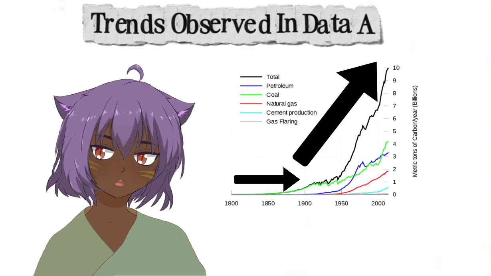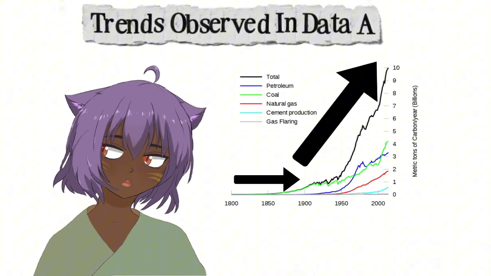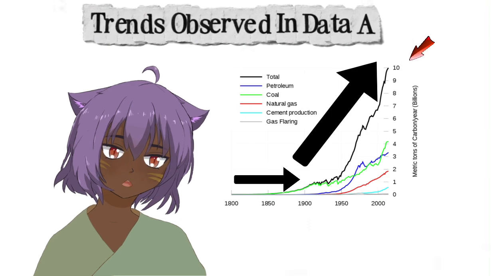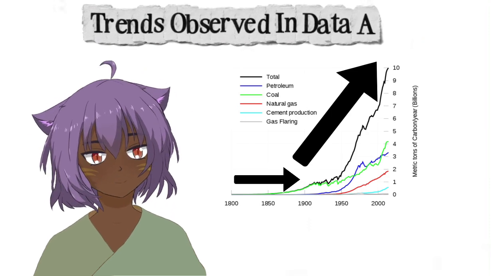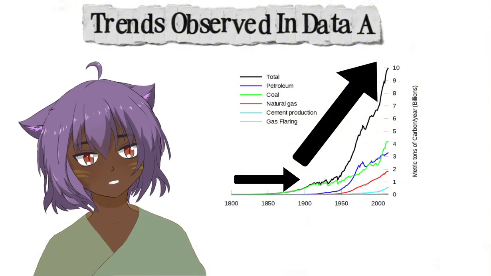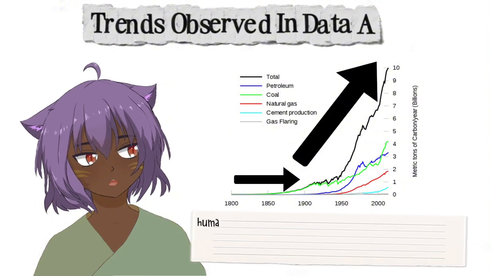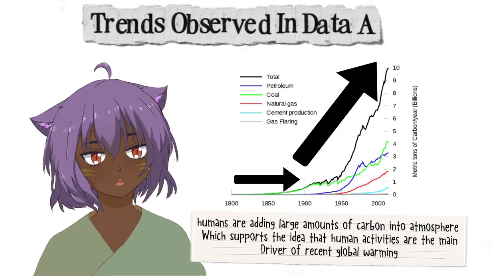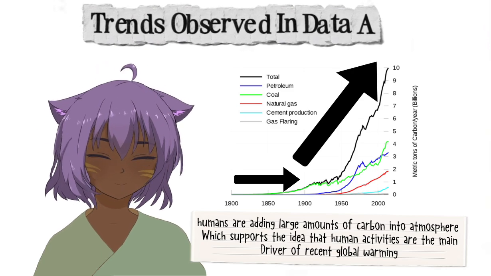Cement production and gas flaring also rise, although at smaller amounts. The total emission line climbs to almost 10 billion metric tons per year. The strong upward trend, especially after industrialization, clearly shows that humans are adding large amounts of carbon to the atmosphere. This supports the idea that human activity is the main driver of recent global warming.